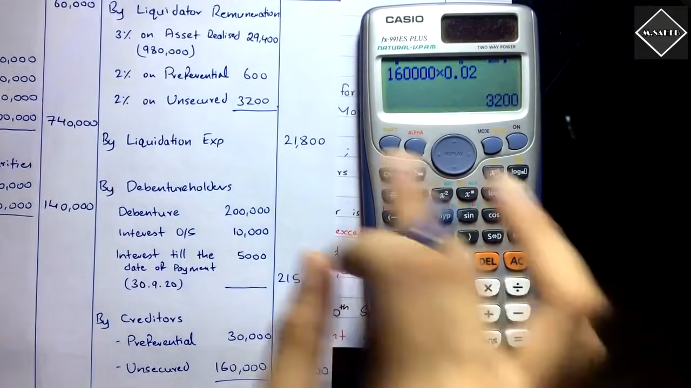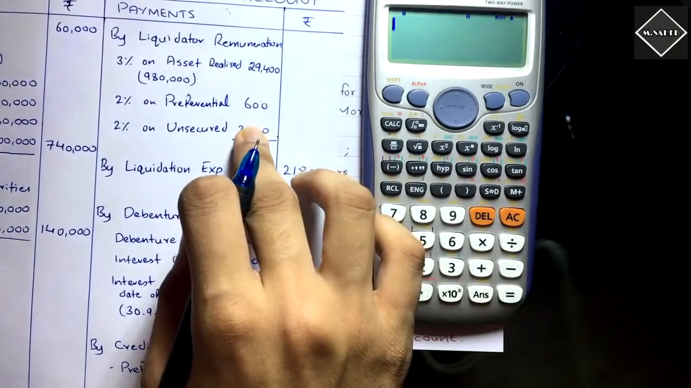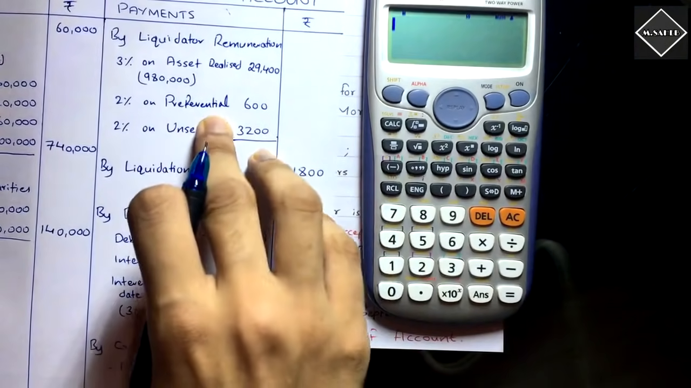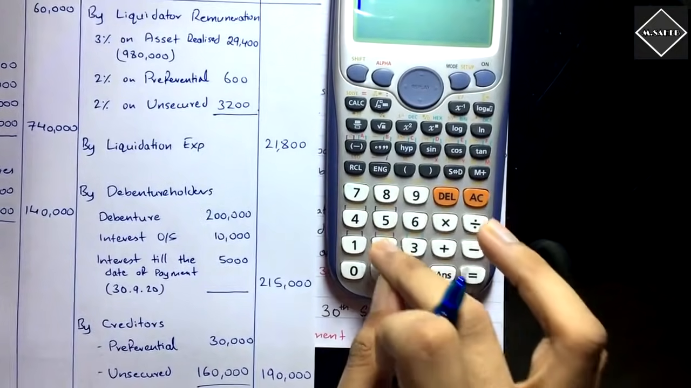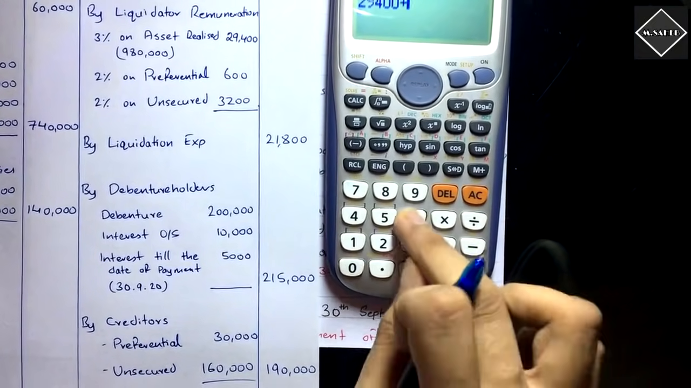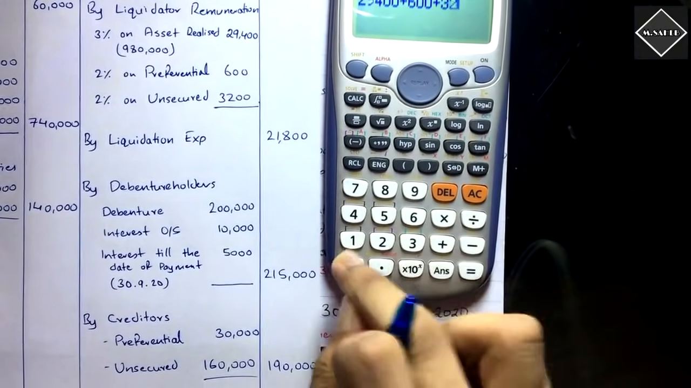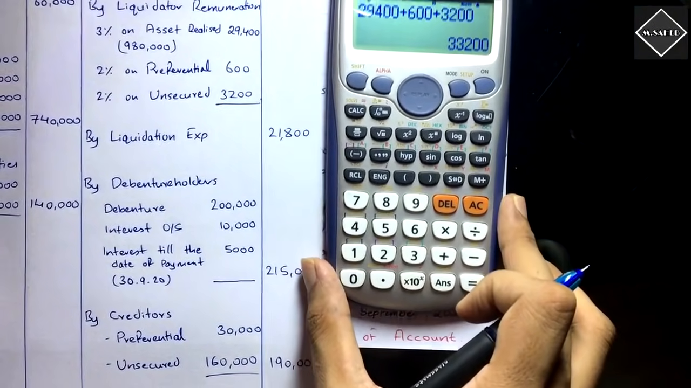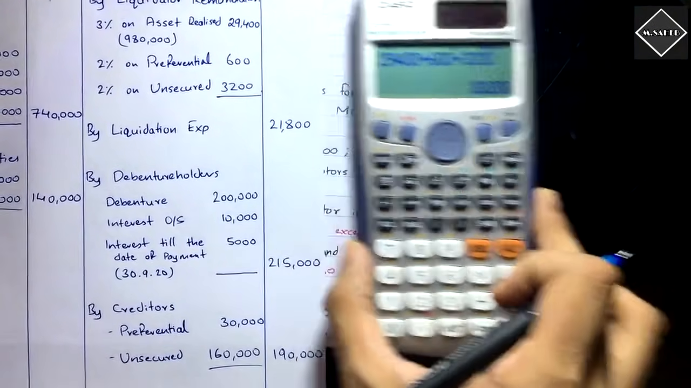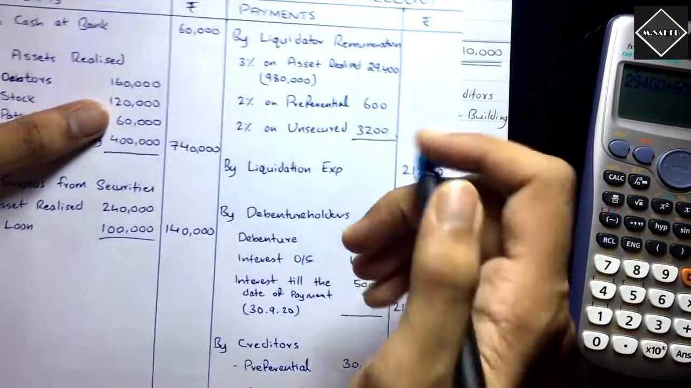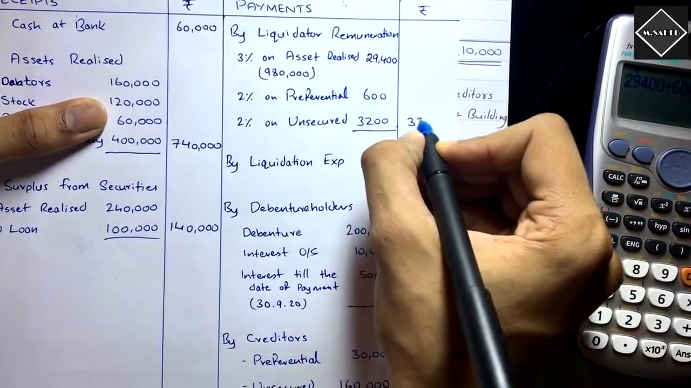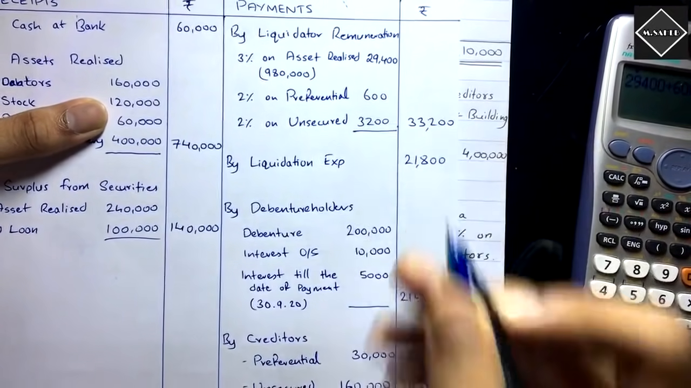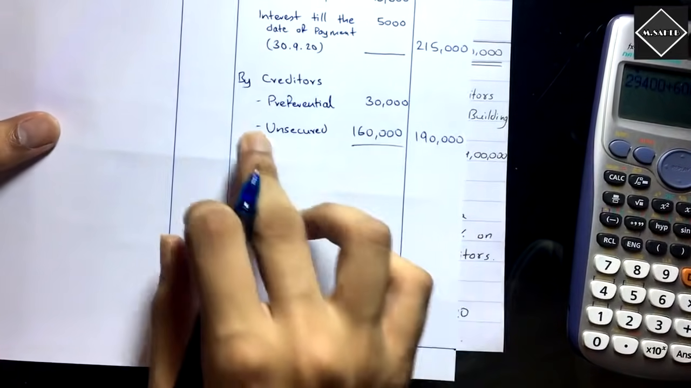Simple, right? Now add up all the remunerations. All the remunerations are over, right? Asset realized, preferential, unsecured. So now add up 29,400 plus 600 plus 3,200, that is equal to 33,200, right? 33,200, take it in the outer column. Fine. So you did payment to creditors.